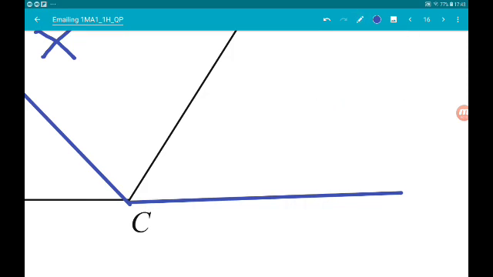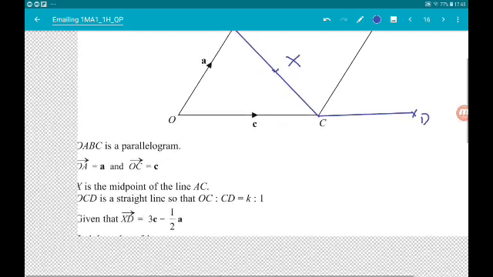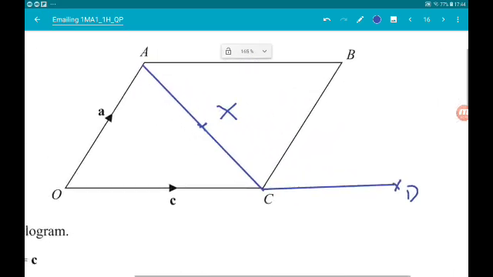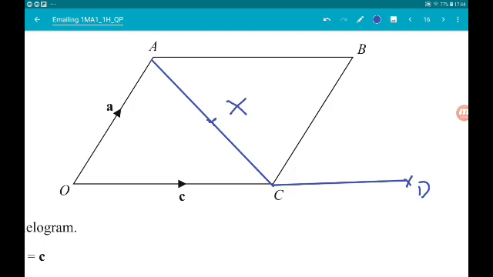So this is point D over here. Okay, and then we're told, given that XD is 3c minus 1/2 a, we want to find the value of k. Okay, so we know that because OCD is a straight line, we know that CD is just going to be some amount of little c, the vector c.